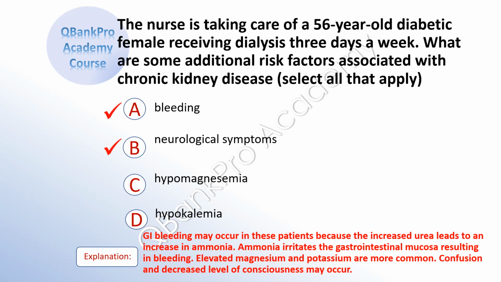The correct answer is A. Bleeding, and B. Neurological symptoms. Explanation. GI bleeding may occur in patients because the increased urea level leads to an increase in ammonia. Ammonia irritates the gastrointestinal mucosa, resulting in bleeding. Elevated magnesium and potassium are more common. Confusion and decreased level of consciousness may occur.